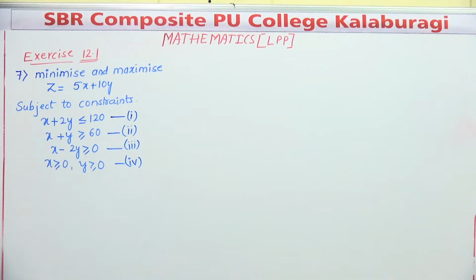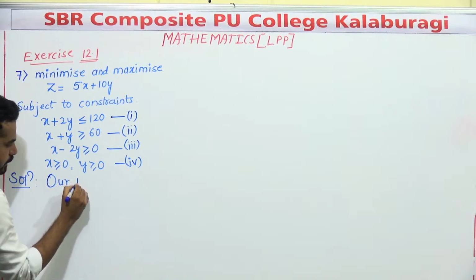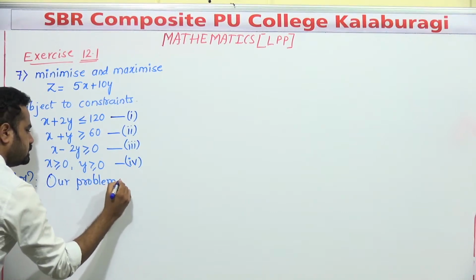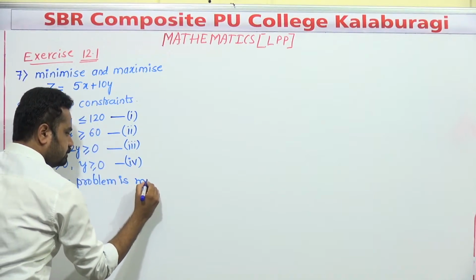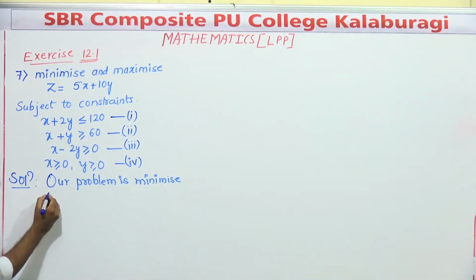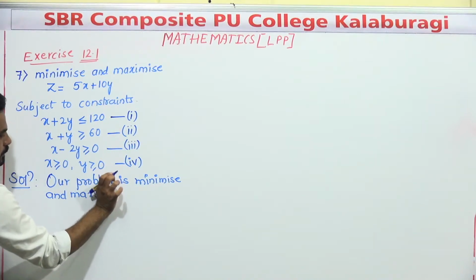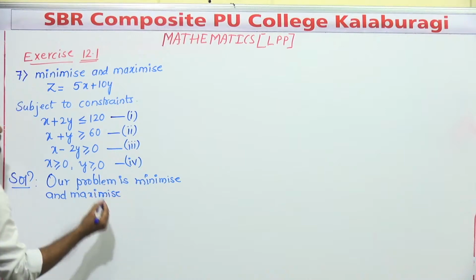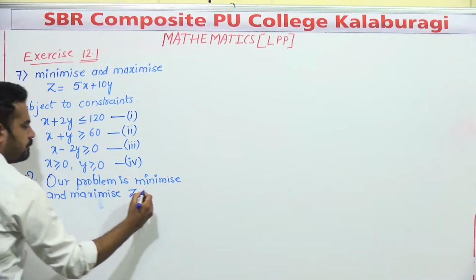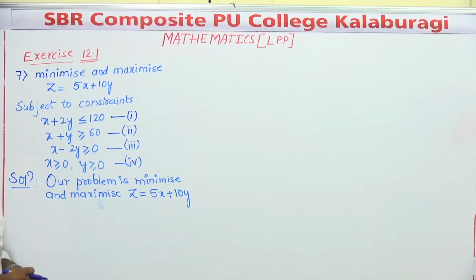Okay, now solve this. What is our problem here? Our problem is we have to maximize or minimize this z value. Our problem is minimize and maximize z equal to 5x plus 10y. We want its maximum value and minimum value.